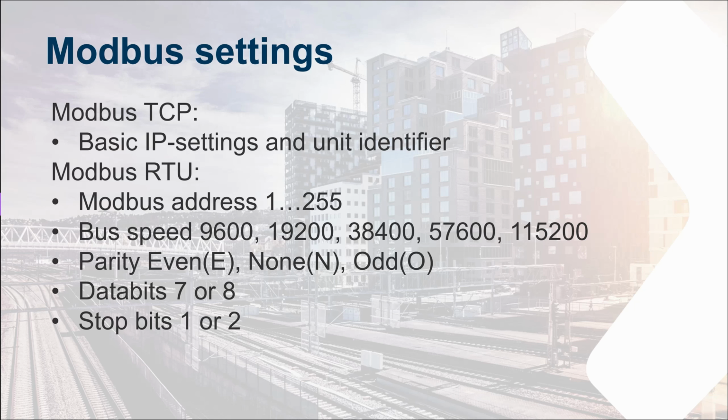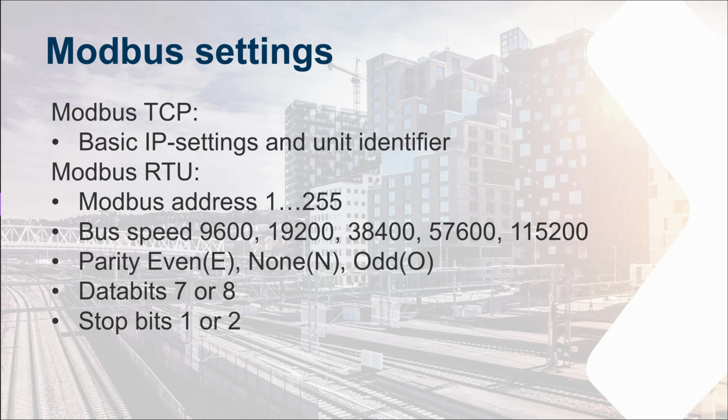Now let's look into a few Modbus settings. Modbus TCP has basic IP settings. Because Modbus TCP is used in small and big devices, you need to know if you're connecting straight to the device or by gateway. In case there is a gateway, you might need a unit identifier to access the device you want.